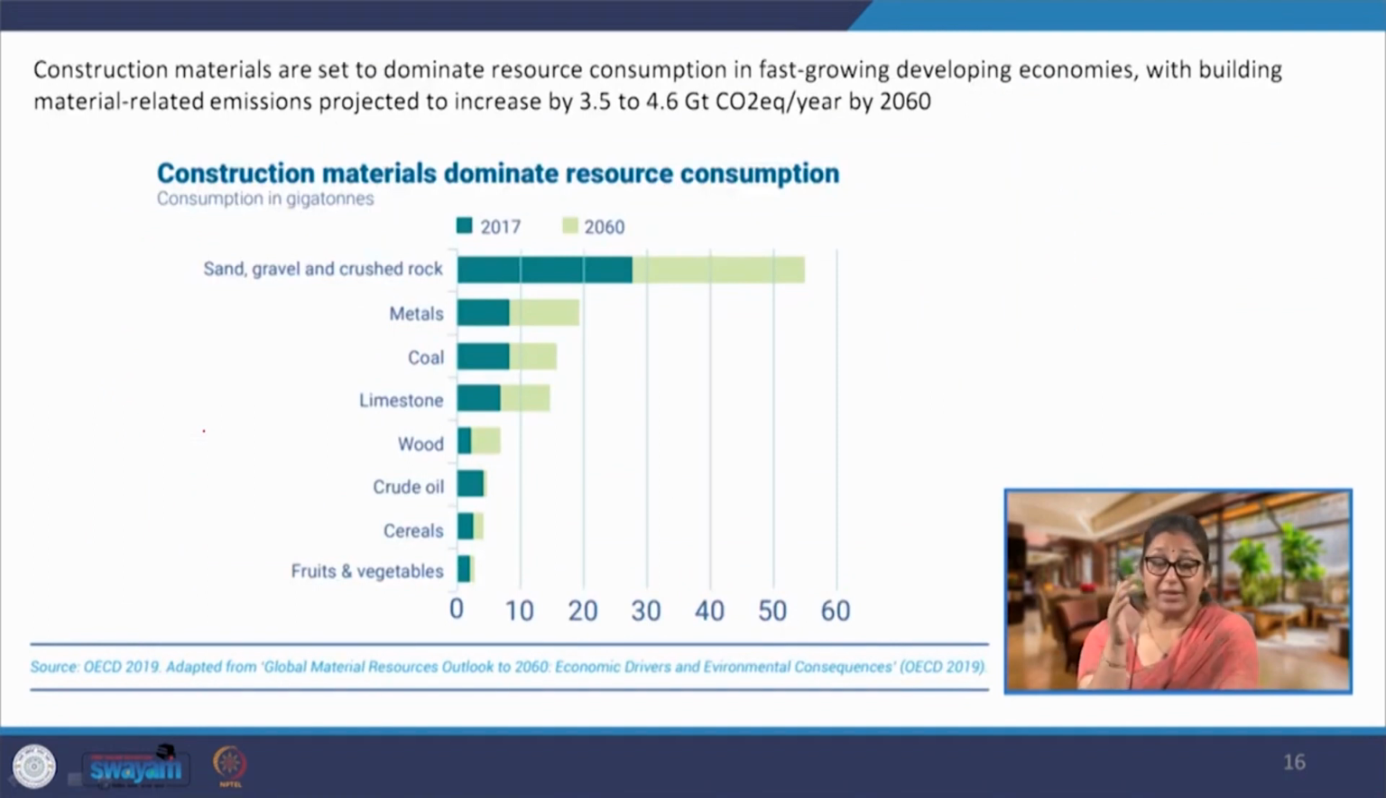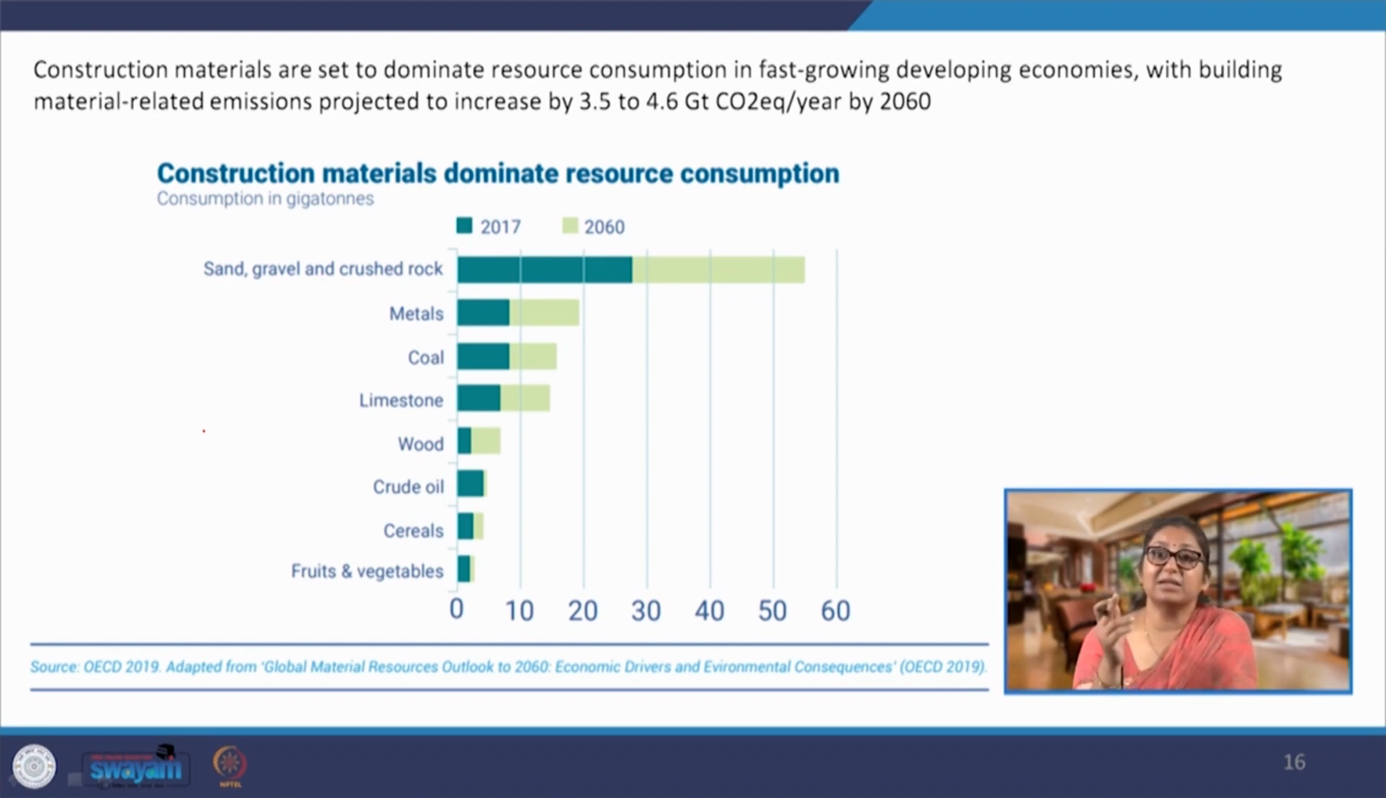Now, within these emissions, we see that construction materials dominate the resource consumption, and through the building life cycle energy, besides operational energy use, we will see that most of the emissions are actually coming from the extraction to manufacturing of the building materials that go into the construction sector.